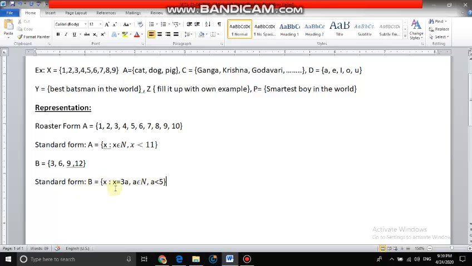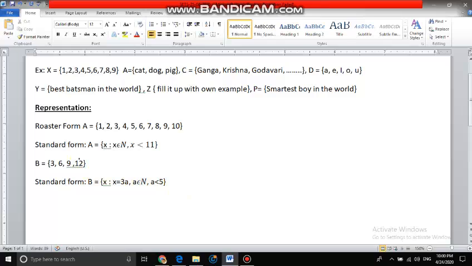So first x such that x equals 3 times a, because every element here is a multiple of 3, so that's why I use 3 times a. Now what is a? Here 3 ones are 3, 3 twos are 6, 3 threes are 9, 3 fours are 12. So you are multiplying only with the natural number, so that's why a belongs to natural numbers. Until what number am I multiplying? 3 fours are 12 only. So a cannot exceed 4. So that's why I kept a is less than 5. So that's how you can represent.